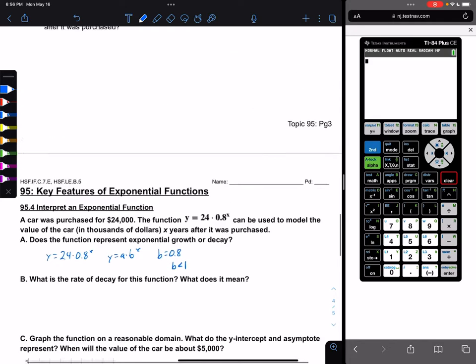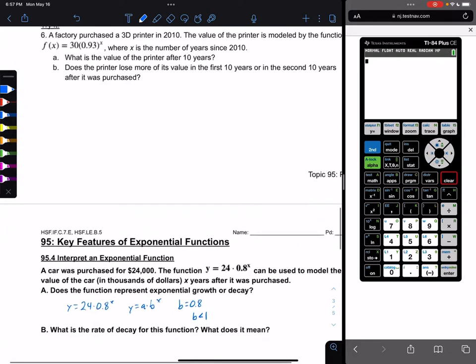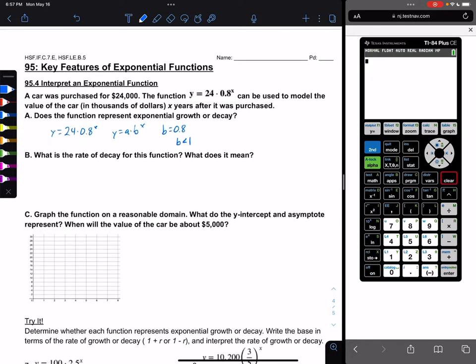And if you go back to our previous page, exponential decay is when b right here is between 0 and 1. If b is greater than 1, it's a growth model. In this specific problem, scrolling back down, b is between 0 and 1, so this would be exponential decay. And that's all you need to do for a question like that.